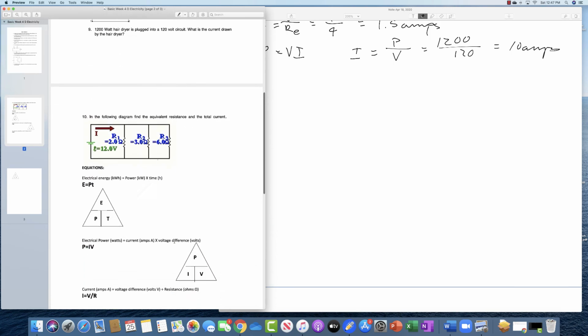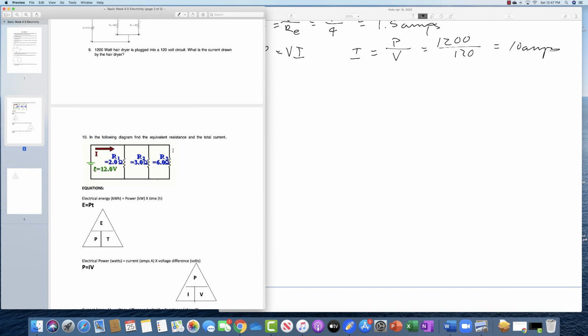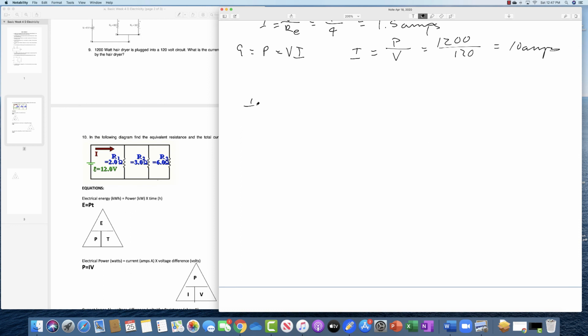The last, number 10 here, the following diagram, find the equivalent resistance and total current. Now what we have here is 3 resistors all in parallel. And we remember that 1 over RE is equal to 1 over R1 plus 1 over R2 plus 1 over R3, which in this case is going to be 1 over 2 plus 1 over 3 plus 1 over 6.